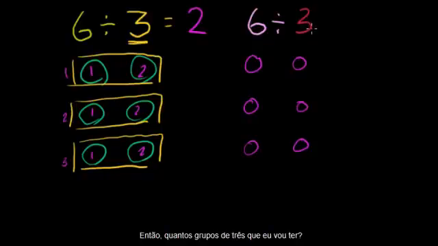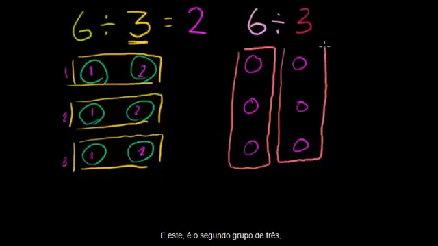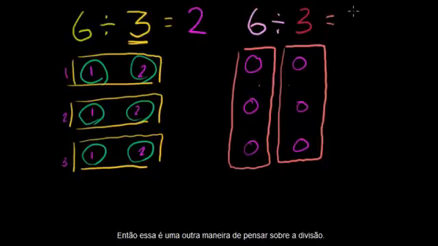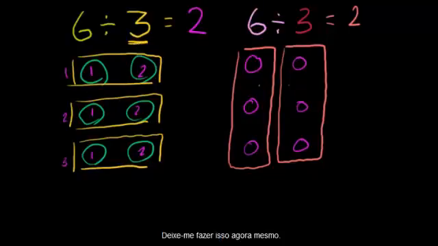So how many groups of 3 am I going to have? Well, let me draw some groups of 3. So that is 1 group of 3, and that is 2 groups of 3. That is 2 groups of 3 right there. So if I take 6 things and I divide them into groups of 3, I will end up with 1, 2 groups. So that's another way to think about division. And this is an interesting thing. When you think about these two relations, you'll see a relationship between 6 divided by 3 and 6 divided by 2. Let me do that right here.